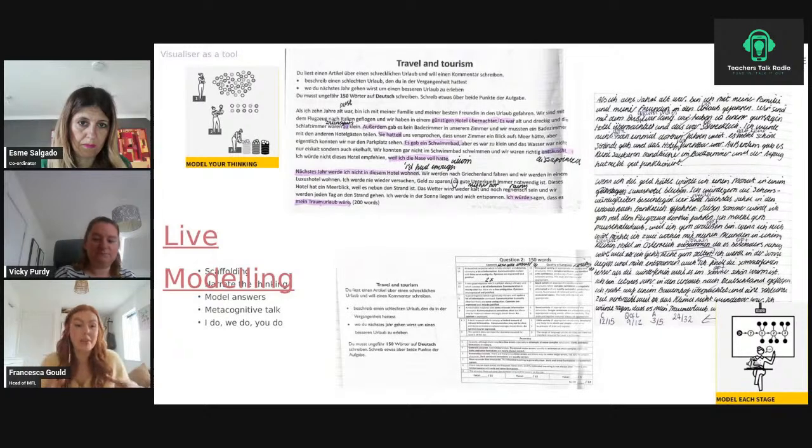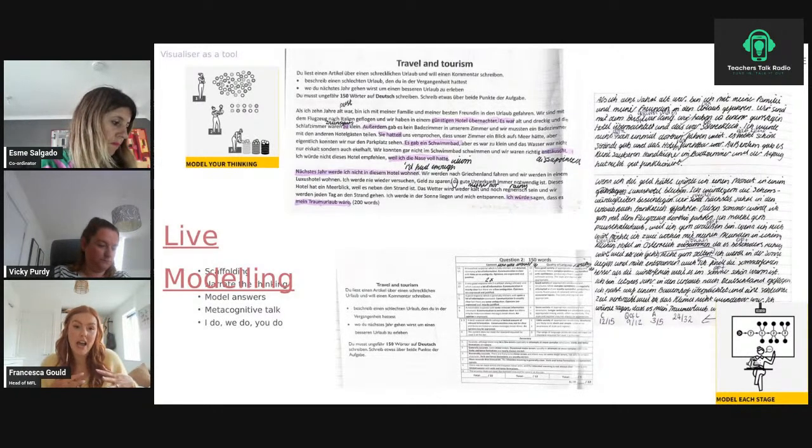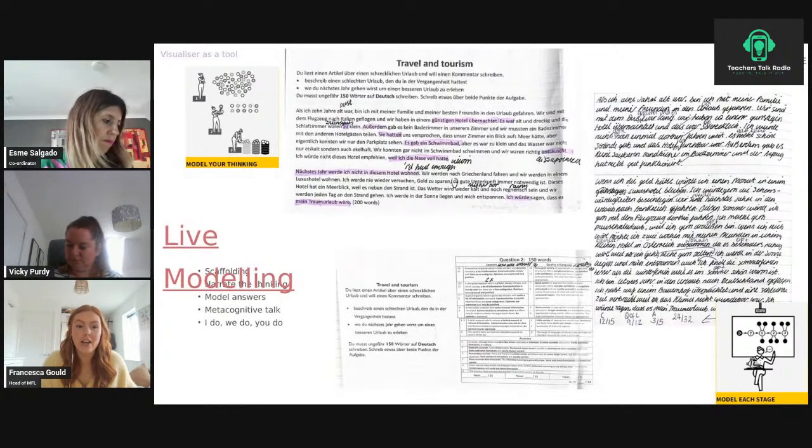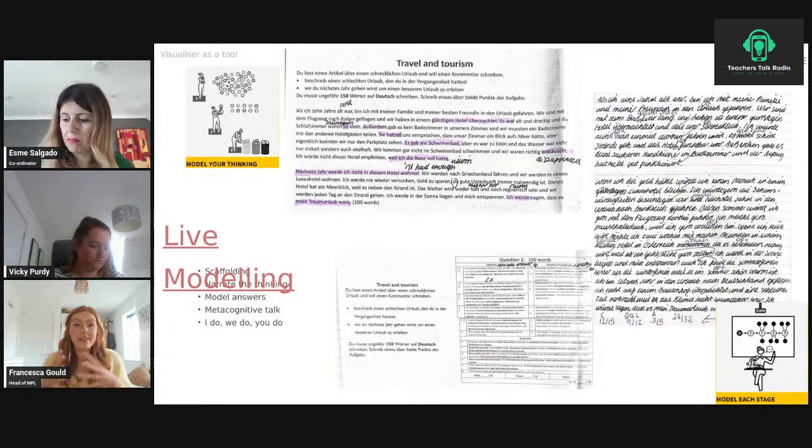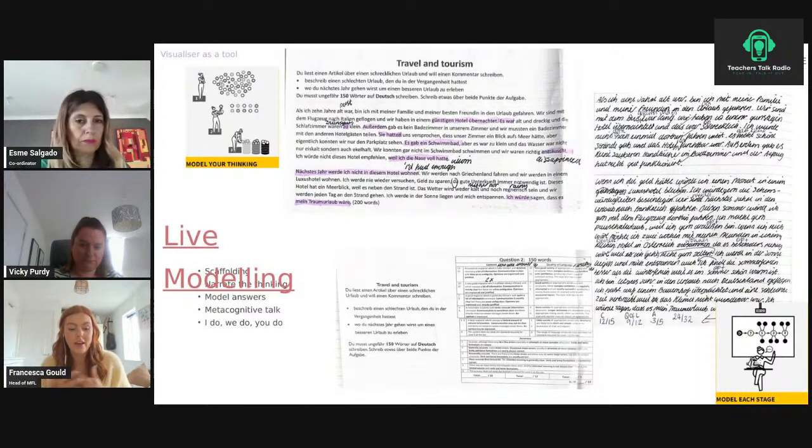As part of our CPD program, we looked at Tom Sherrington's walkthroughs, and this allowed us to look at live modelling in really granular detail. And this has been particularly beneficial for scaffolding using metacognitive talk to narrate our thinking. And this you can see is an example of a year 10 class where I built students up to writing an answer to a 150-word task. They'd never tried this before. This was the first one they'd seen.